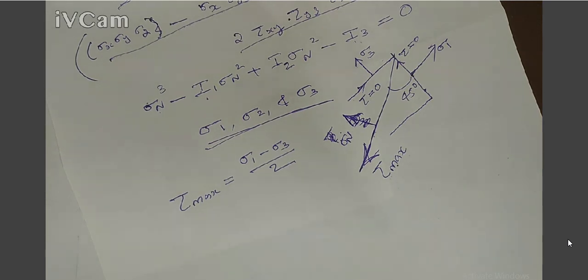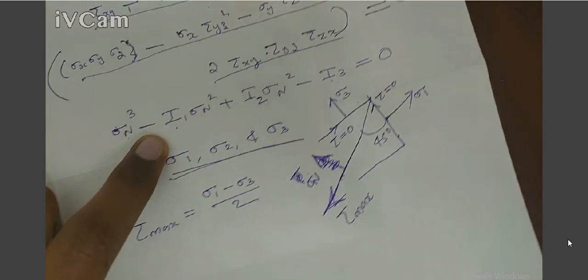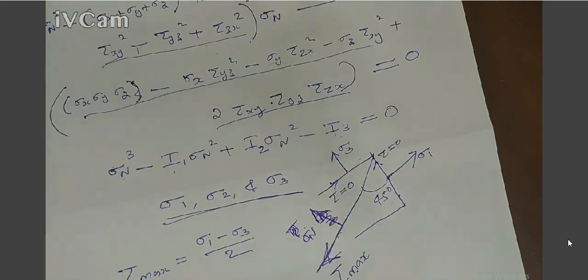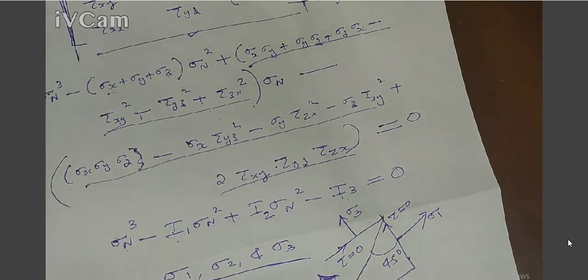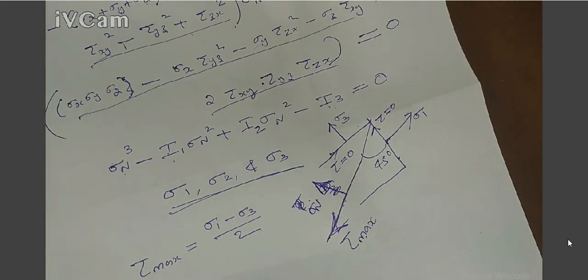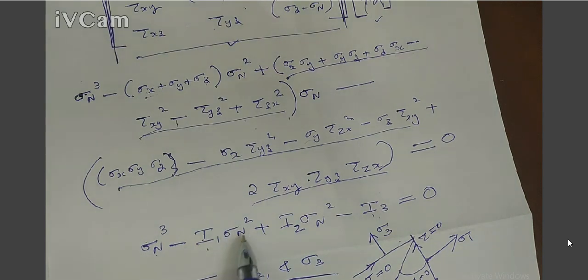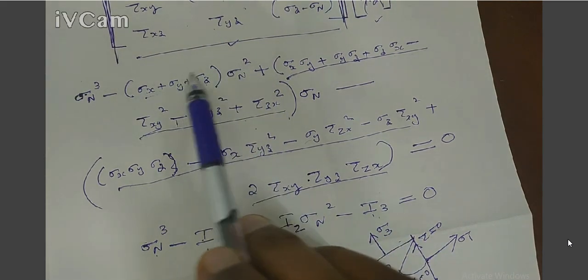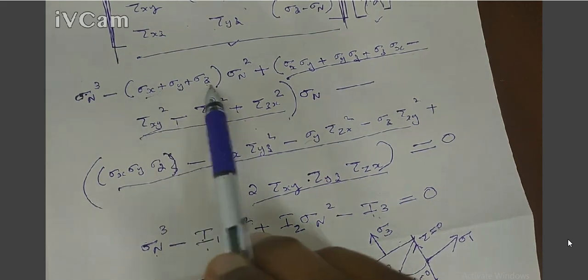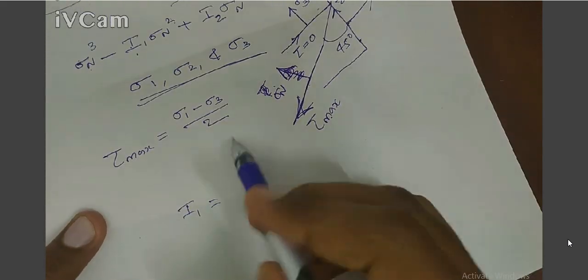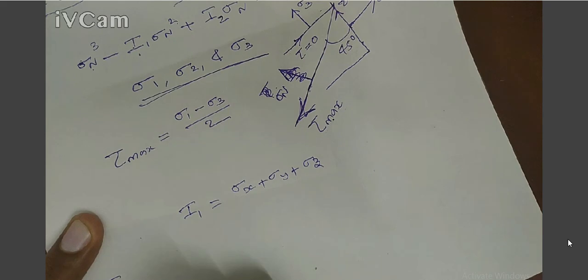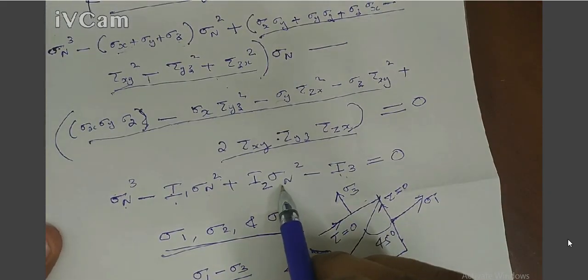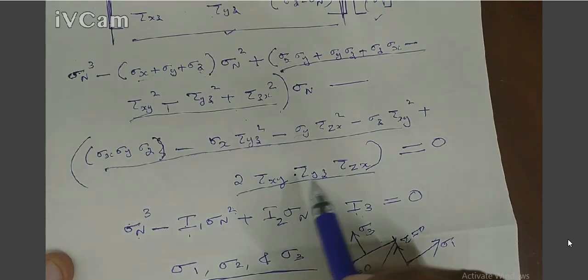Next we will discuss these invariants I1, I2, I3. These are called invariants. By comparing this equation and this equation, we can identify what the invariants are. I1 equals what? The coefficient along with sigma n square is I1. So here the coefficient will be sigma x plus sigma y plus sigma z. So I1 will be sigma x plus sigma y plus sigma z. I2 equals the coefficient along with this sigma n.